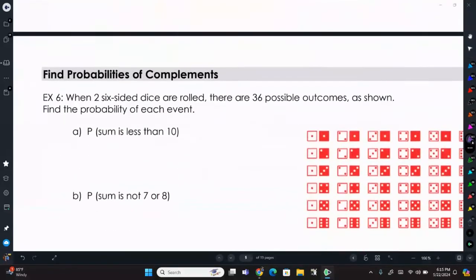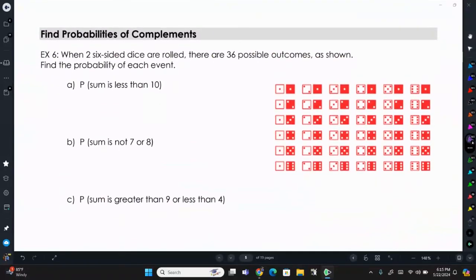So now on the next page, we have 2 6-sided dice are rolled. There are 36 possible outcomes, and we showed them here. Find the probability of each event. And I'm going to let you try these, and you can do them any way you want. You can use the complement. You can count them up, count the sums up, whichever is easier for you. So pause the video, and then try it and unpause it, and see what we get.